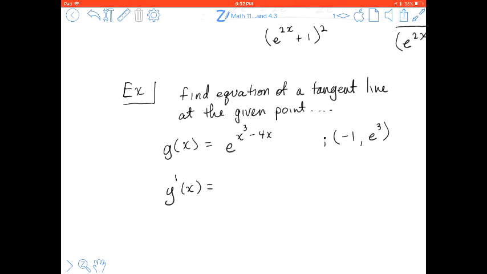We're going to use the same rule, the derivative of e to the u. In this case, u is e to the u. But then we need to multiply it by du, or the derivative of the inside part. So it's going to be 3x squared minus 4.